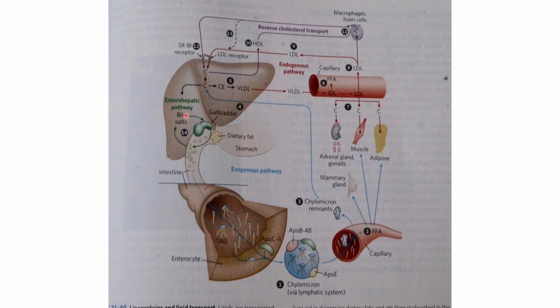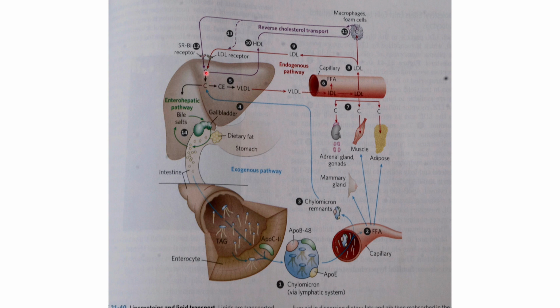So the venous circulation from the intestine brings these to the liver, where you can get an enterohepatic pathway where bile salts are stored in the gallbladder. They're released from the gallbladder into the small intestine at the junction between the stomach and the intestine to emulsify fats. You also can have cholesterol with cholesterol esters be transformed to VLDL, which can enter the circulation.